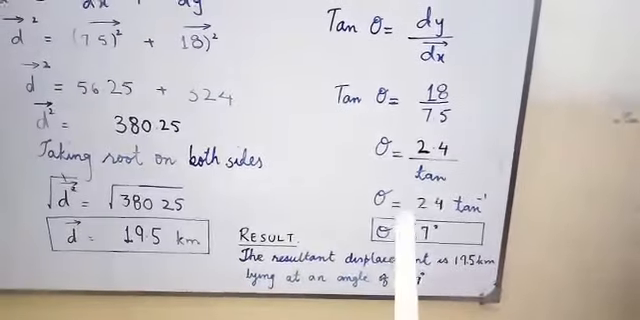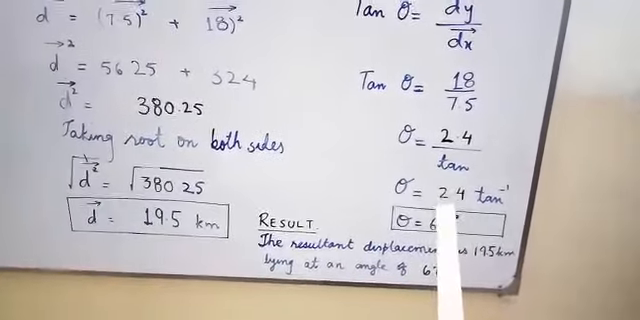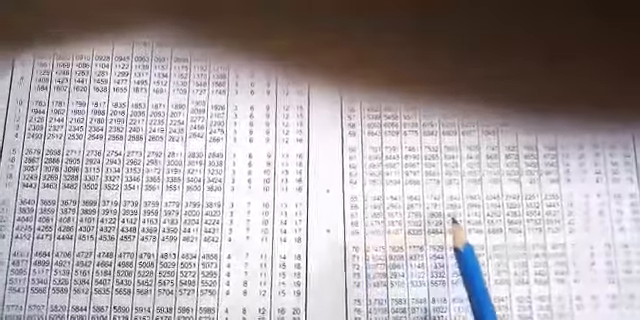Now again I want to show you this 2.4 in the log table in the column of natural tangents. So let's move towards that book. See, here you can see it is 2.4. Just find it here: 1.9, then it starts to 2.0, 2.1, 2.2, 2.3, 2.4. See, 2.4, and it's 2.40. Here it is 2.48, and here it is starting 2.5.